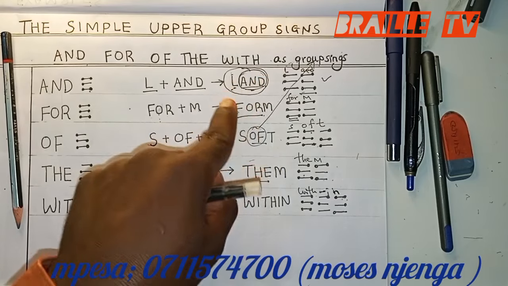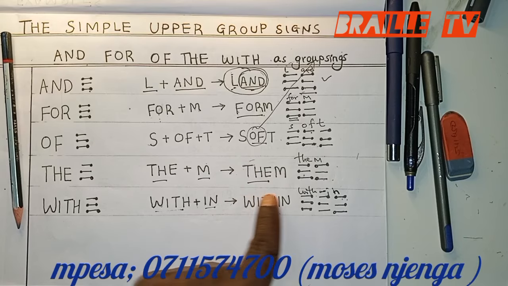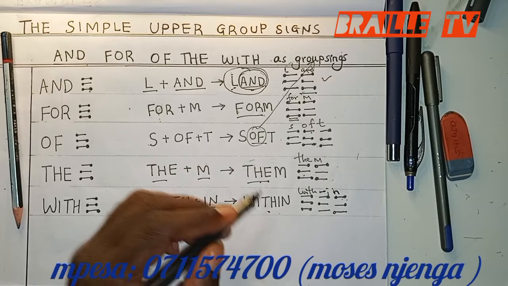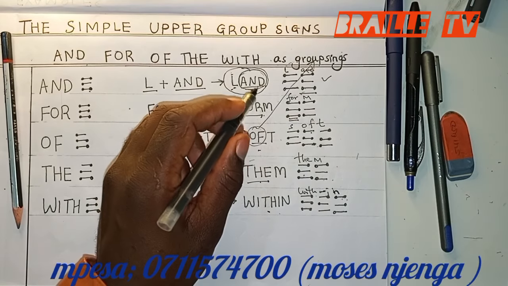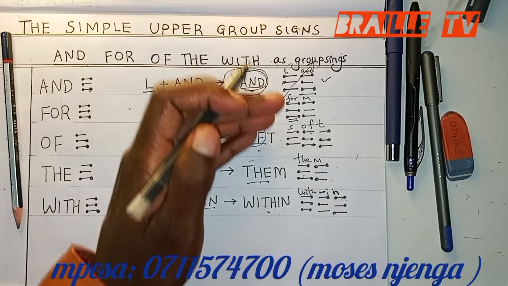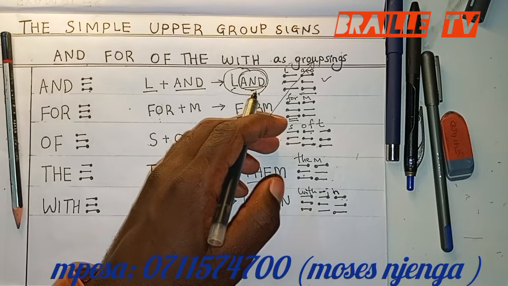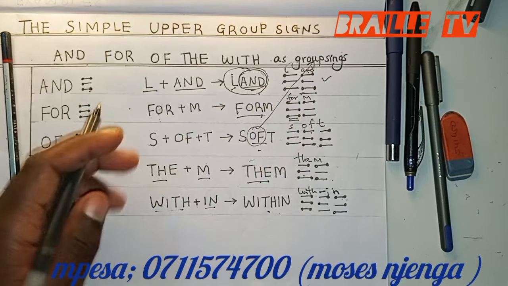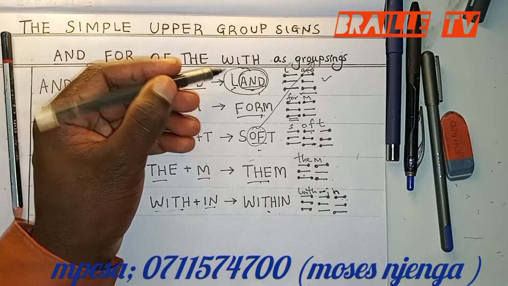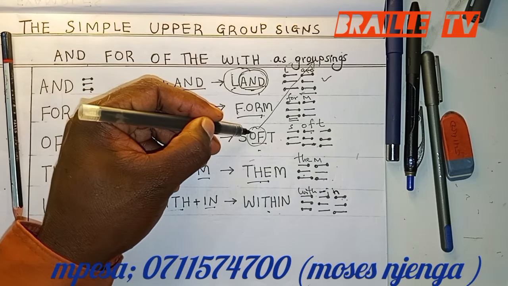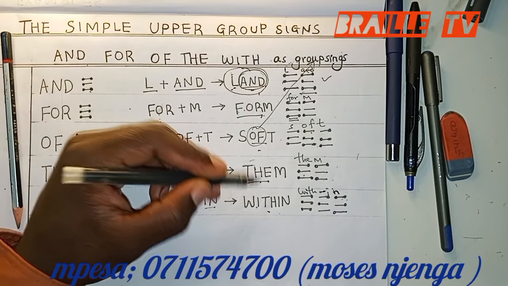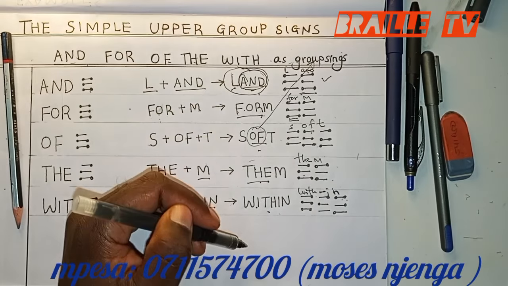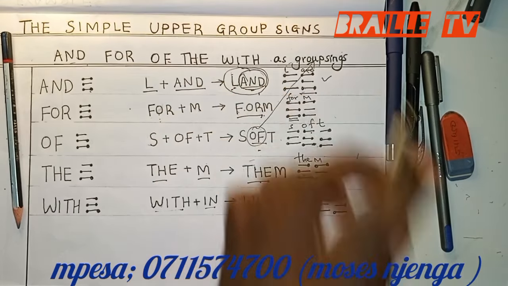Now this one is what we call a longer word, and in this longer word you can see that with, of, for, and land have taken part. So you contract them, and when you contract them, you have used them as group signs. So in this case we can say in the words land, form, soft, them, within, the and, for, of, the, with in these words have been used as group signs.